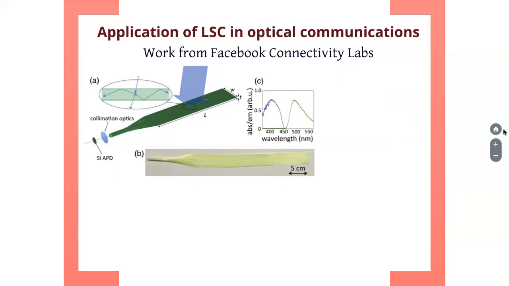So here you see the fiber and some collimation optics, and then you have a photodetector. This is a silicon avalanche photodetector, so you can get the signal. This converts to electronics, right? Digital signal. And here you see what's happening. The blue light comes in, molecule absorbs it, emits in green. Some light is escaping, most of this light is collected.